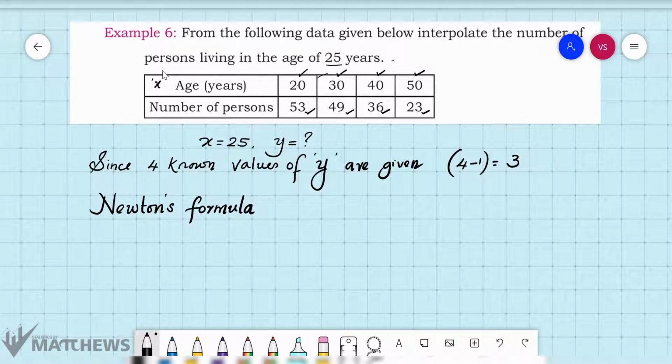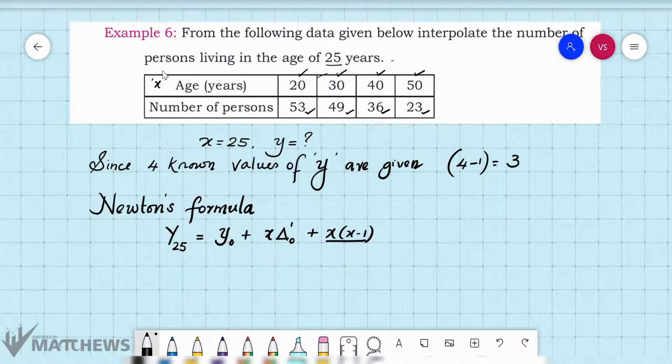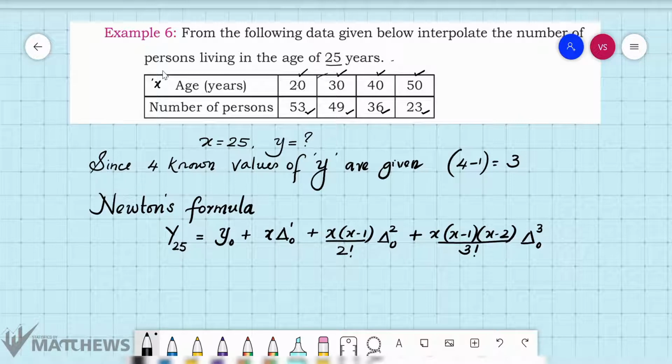So what is that Newton's formula? Let me write this. We are supposed to find y25. So y25 is equal to y naught plus x delta naught raised to 1, plus x into x minus 1 divided by 2 factorial into delta naught raised to 2, plus x into x minus 1 into x minus 2 divided by 3 factorial into delta naught raised to 3. This is the formula that we need to use to find y25.